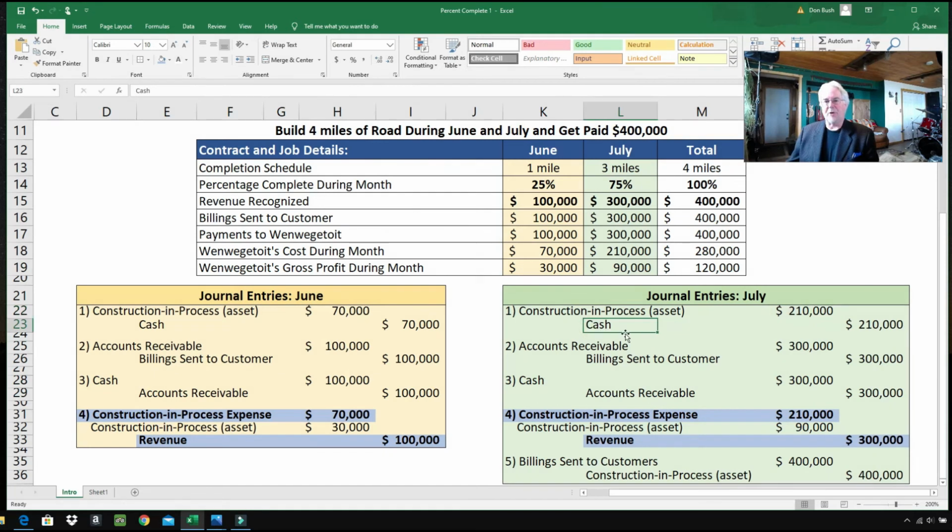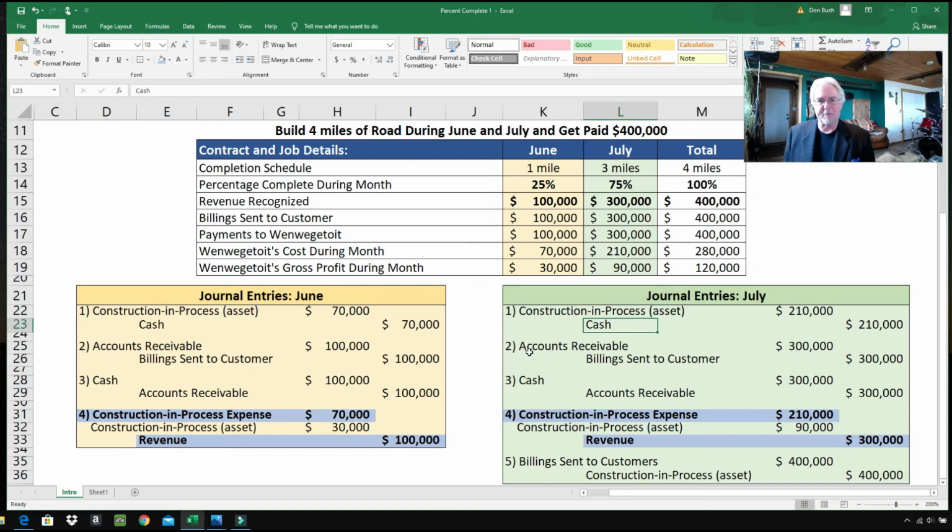And we're crediting cash. Normally construction companies would credit all kinds of things. They would credit accounts payable, they would credit wages payable, they would credit taxes payable, whatever, but we're just going to imagine that they're spending cash for everything.